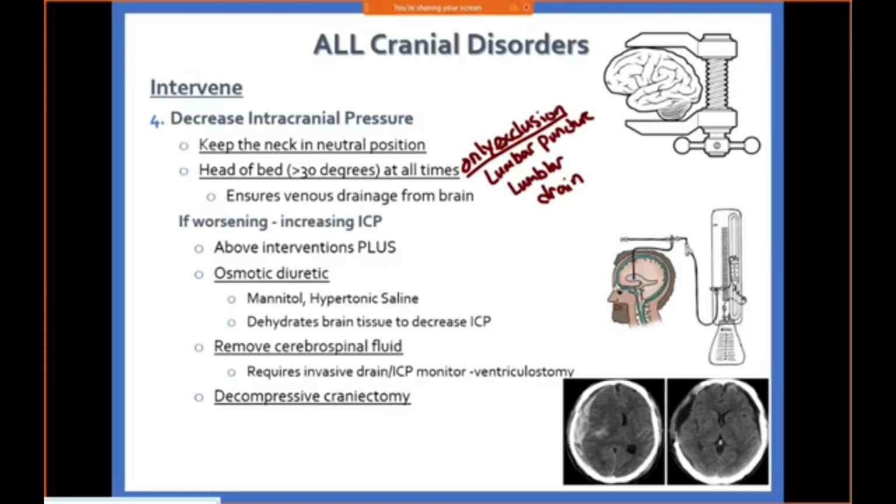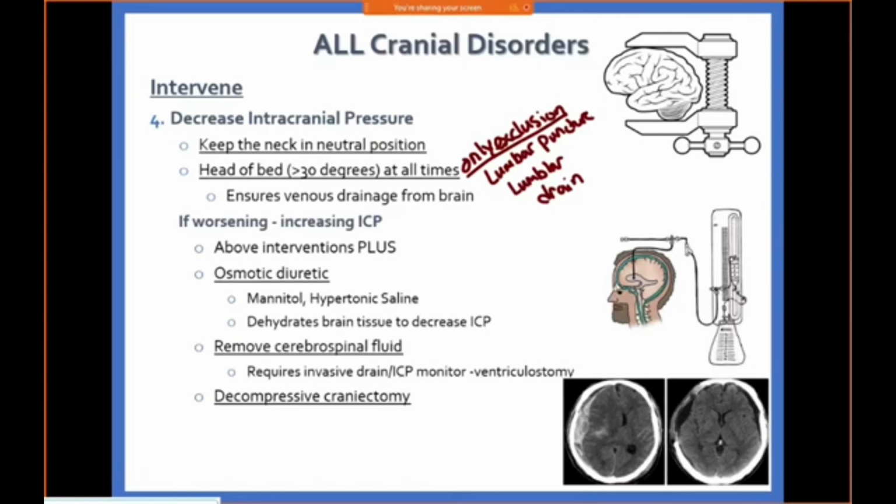Does that make sense? So head of the bed upright greater than 30 degrees to get venous drainage from the brain, but you can lay flat if they're recovering from a lumbar puncture or if they have a lumbar drain in that is draining CSF. Okay? Otherwise, head of the bed up. Neuro patients are sitting upright unless they've been poked for a lumbar drain.